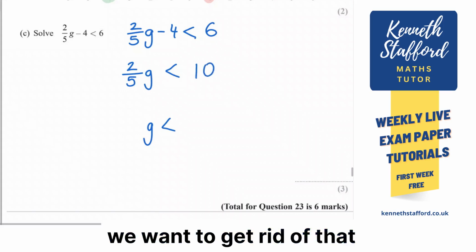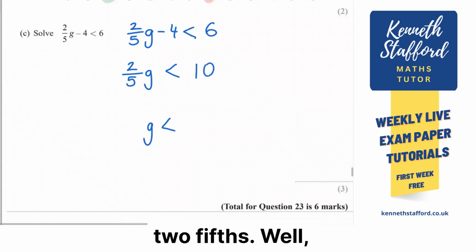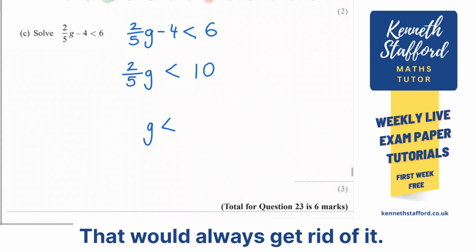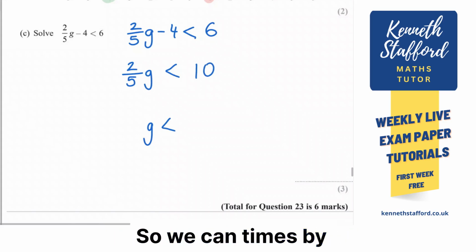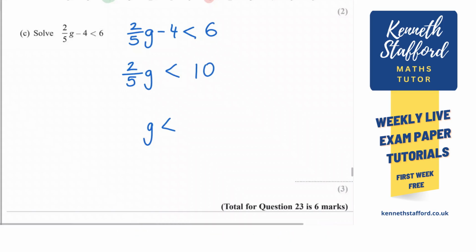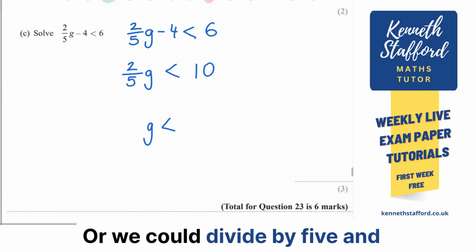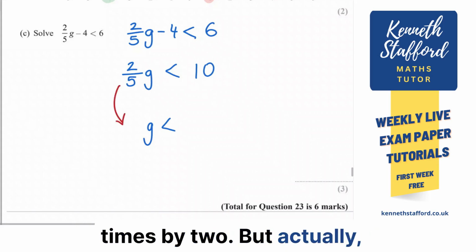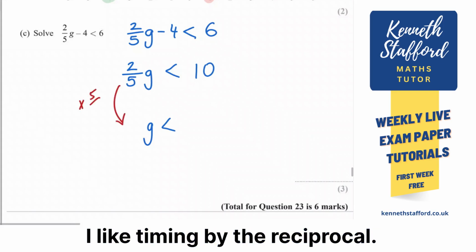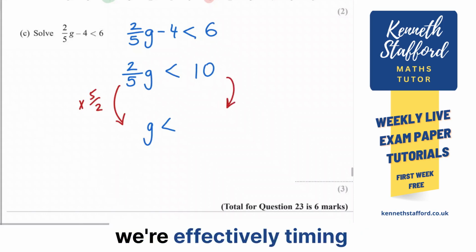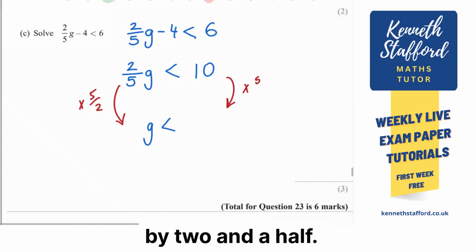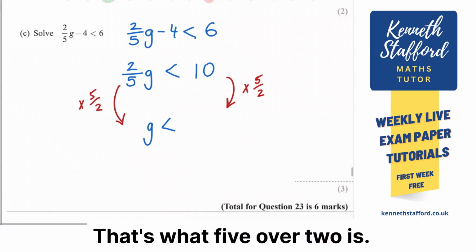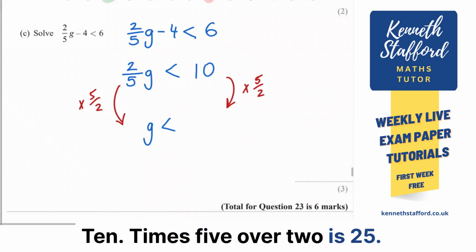Now we want to get rid of that 2/5. Well, we can times by the reciprocal. That would always get rid of it. So we could times by 5/2. Or we could divide by 5 and times by 2. But actually, I like timesing by the reciprocal here. We're effectively timesing by 2.5. That's what 5/2 is. 10 times 5/2 is 25.